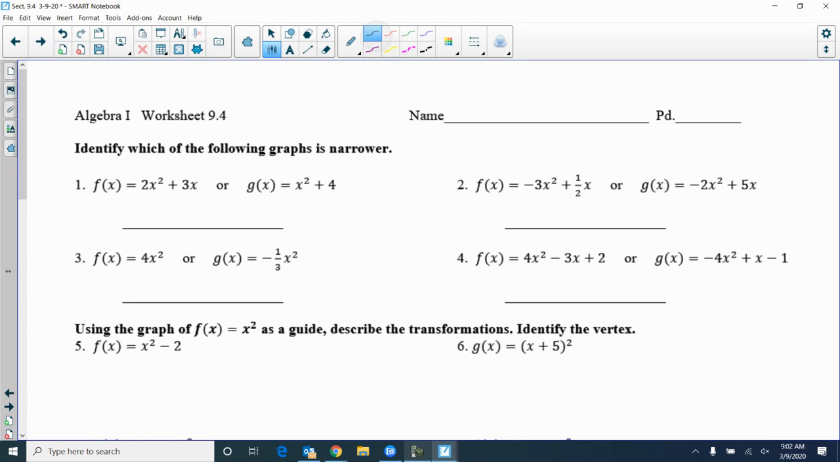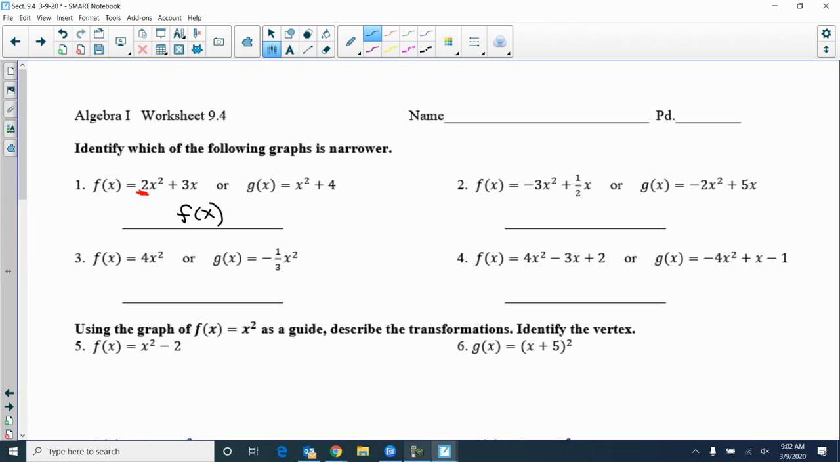All you need to look at is the number in front of the x squared. That tells you everything. It doesn't matter anything after that. It just tells you how wide or narrow. So identify which of the following graphs is narrower. What do you think for number 1? Is it f of x or g of x? F of x, because 2 is bigger than 1. That is narrower. It's going to be skinnier.